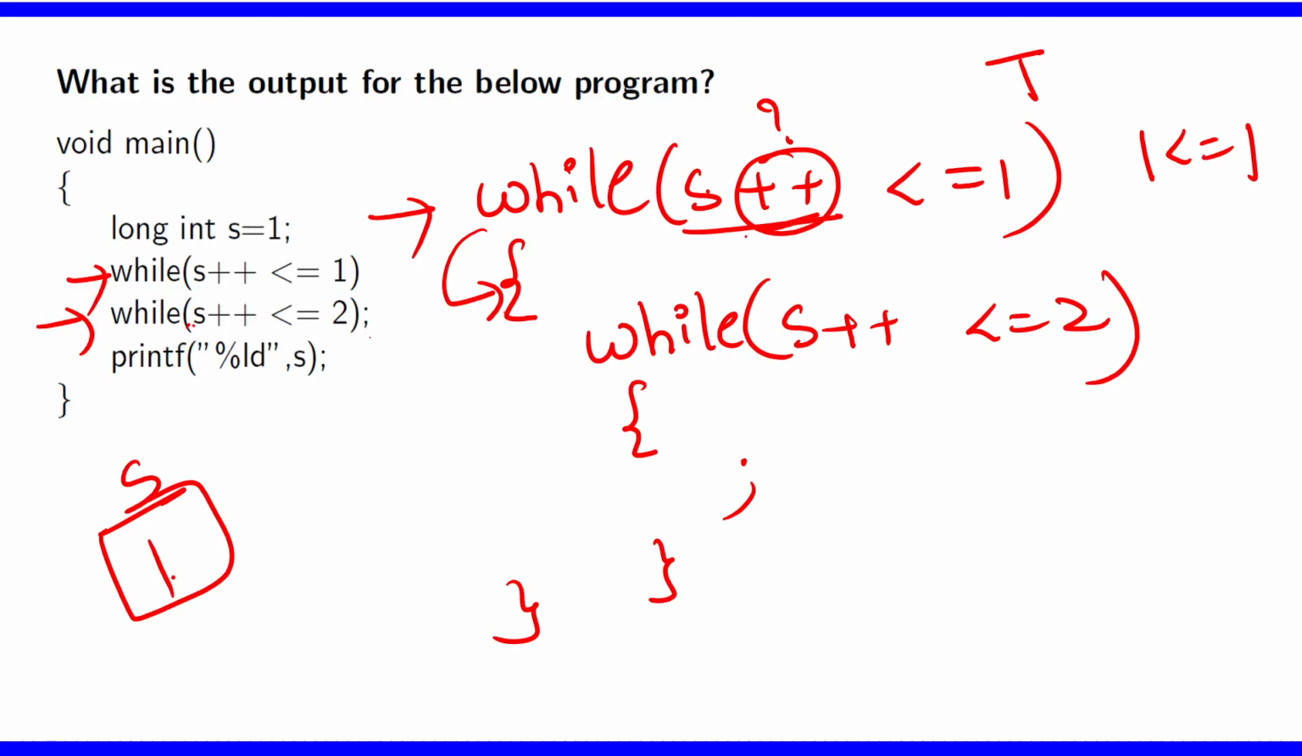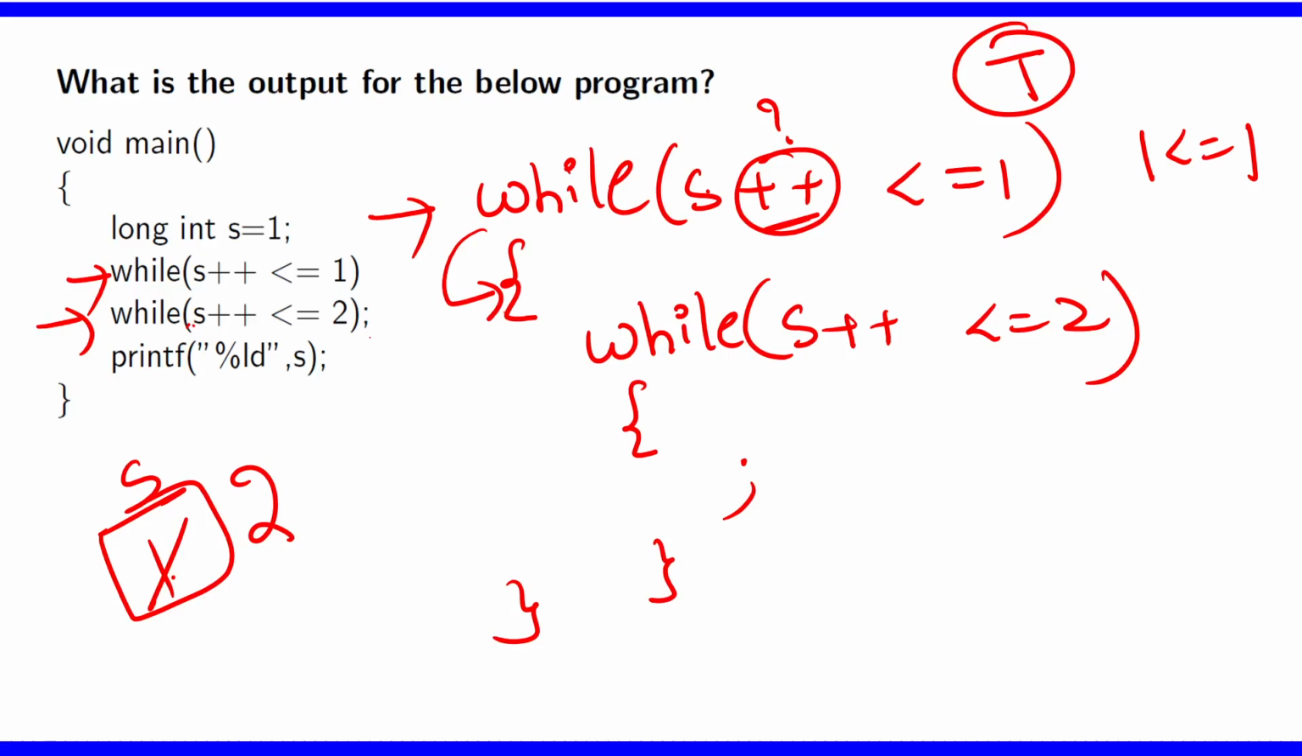You said you will come and do it later. Plus plus is pending. So, go and complete this plus plus on s. So, s becomes 2. Now, since the condition was true, I am entering the second while loop.